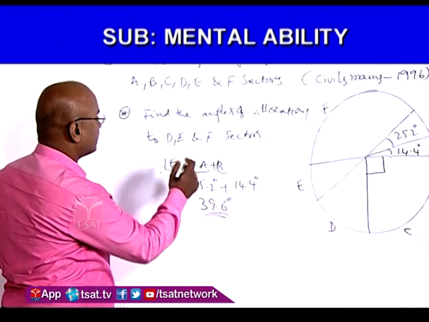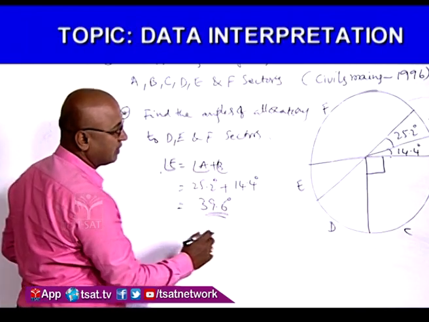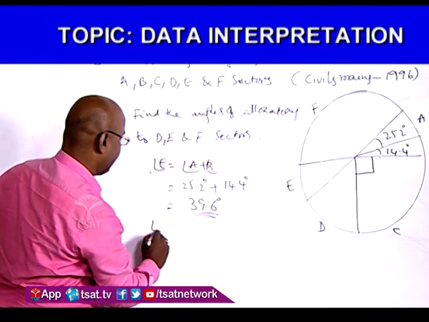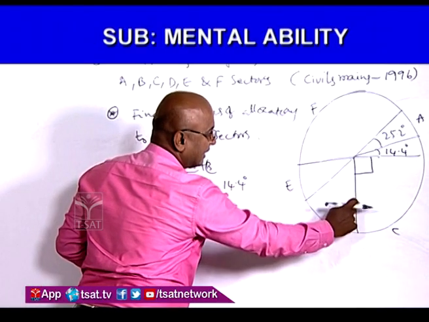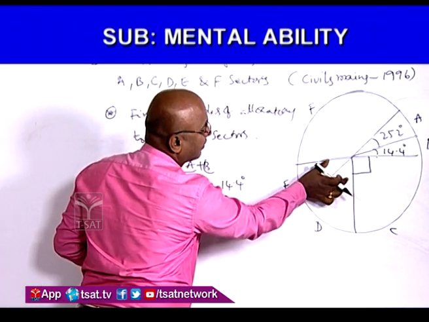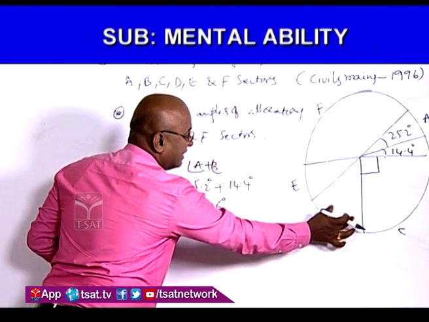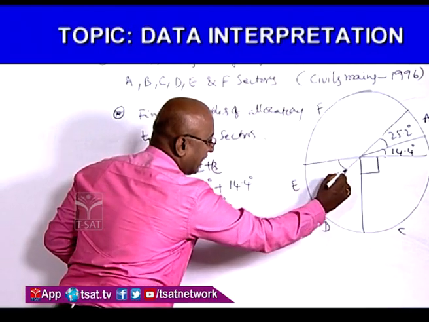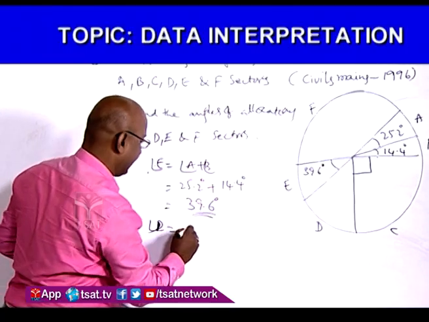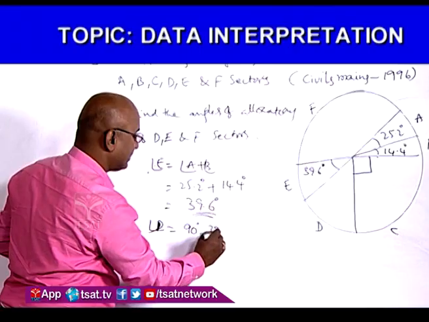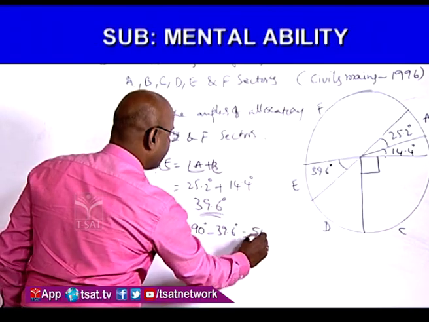And the next one is angle D. What is angle D? So this one. Angle D is equal to the total angle in this one-fourth circle, which is 90 degrees. Angle D is equal to 90 minus angle E, that is equal to 39.6 degrees. So 90 minus 39.6 degrees is equal to 50.4 degrees.